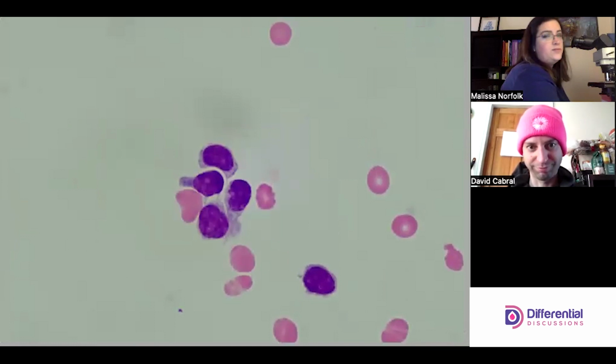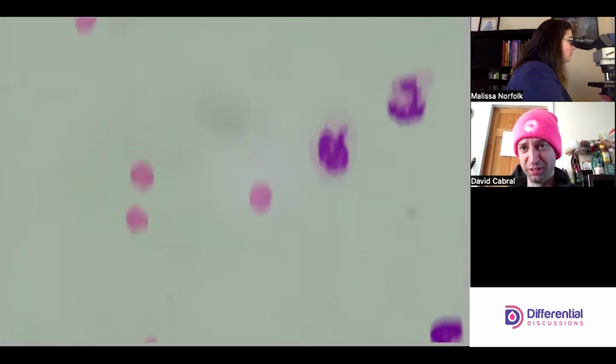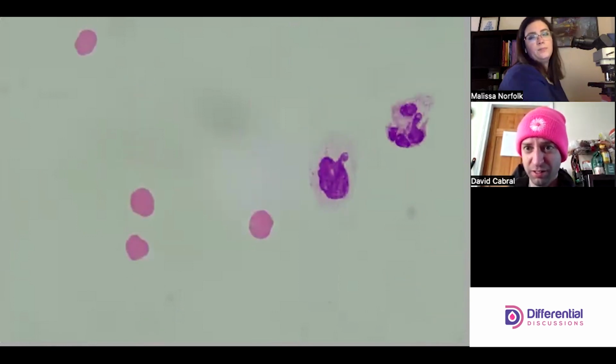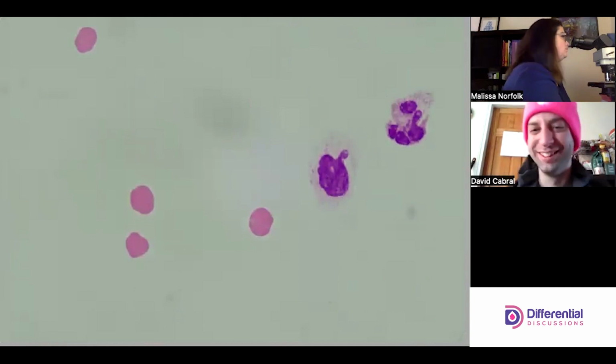Nice little clump of lymphs, all hanging out together. Ooh, a neutrophil up in the top right there. Yep. We can see a little bit of variation in the color of the cytoplasm, and of course, our segments. That helps.